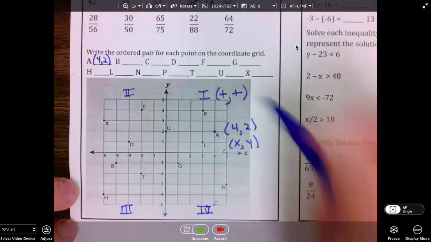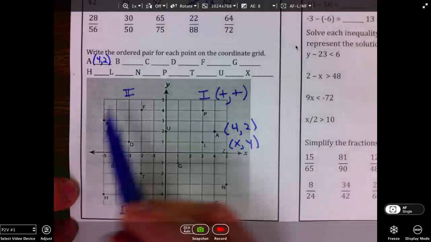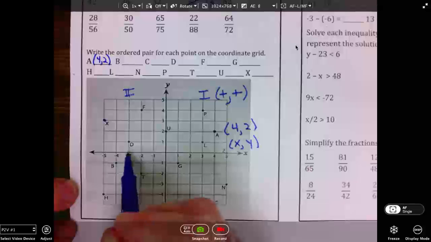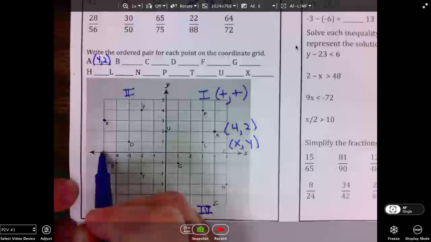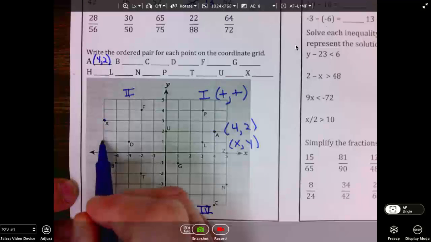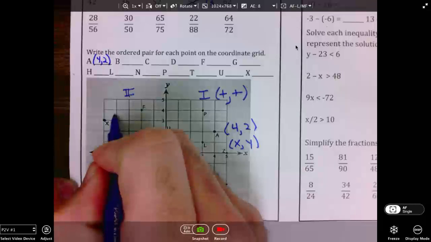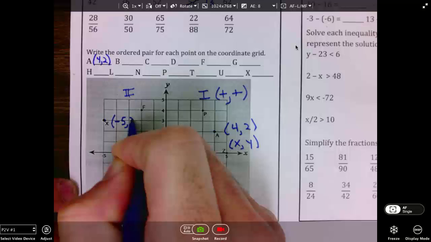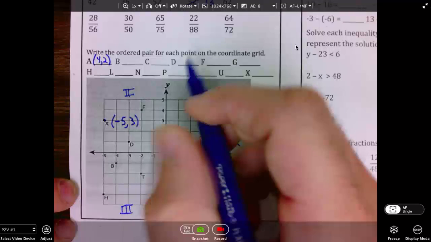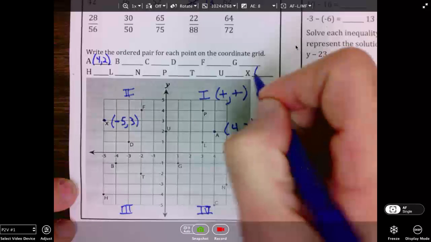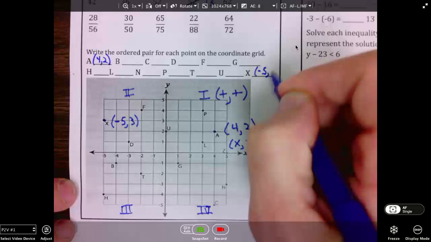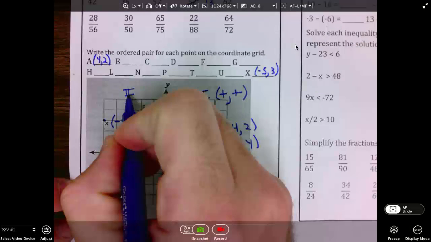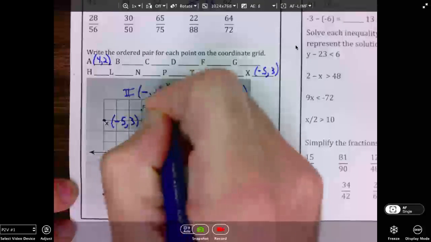Okay, now looking at a second quadrant point, I'm going to examine point X over here. Well, this time we move 1, 2, 3, 4, 5 units left, thus it's a negative 5. 1, 2, 3 units up. X is negative 5, positive 3. All points in the second quadrant have a negative X value and a positive Y value.